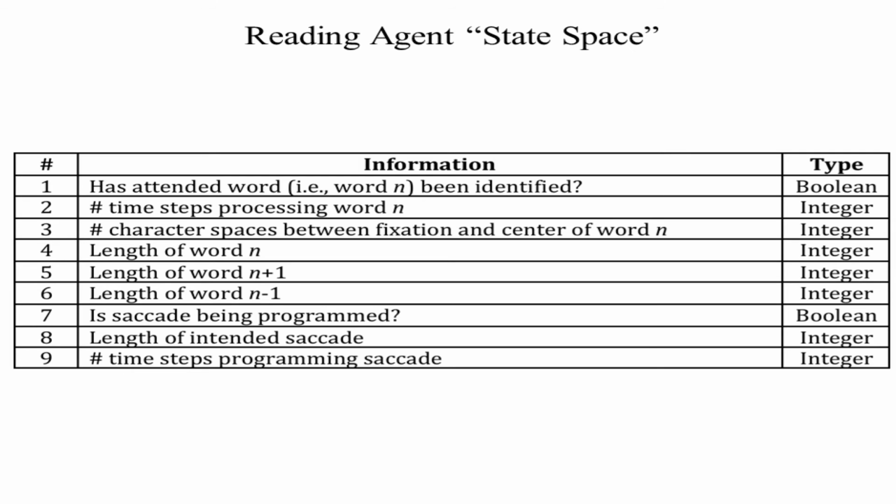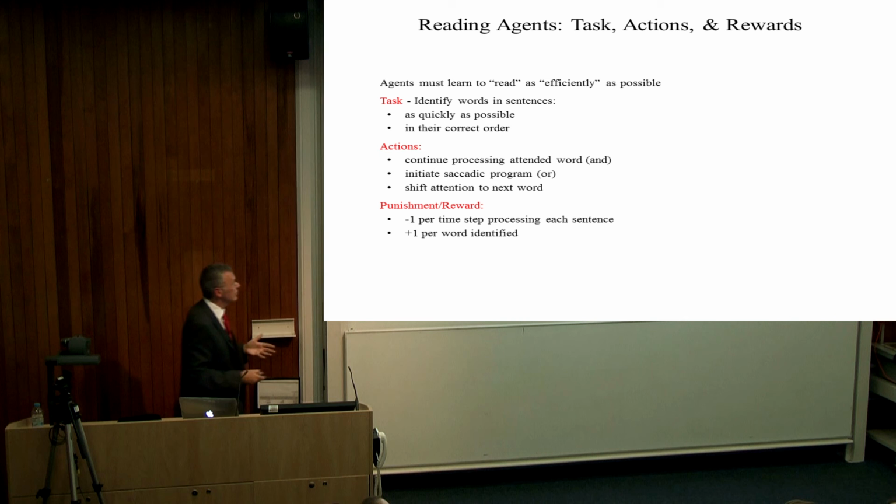So they know about how long the attended word has been processed, how many time steps have been spent processing that word, the number of character spaces between the point of fixation and the center of the word being processed, the length of that word, the length of the next word, and so on. Okay? So the agent has this information. It defines a 9-dimensional space.